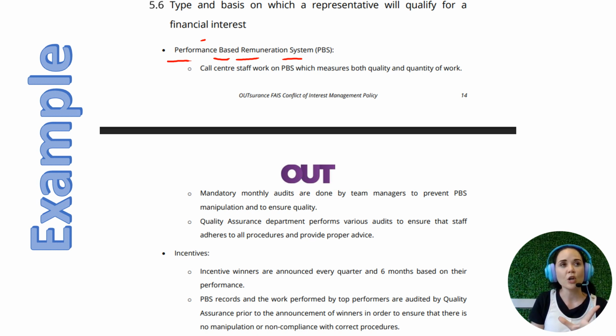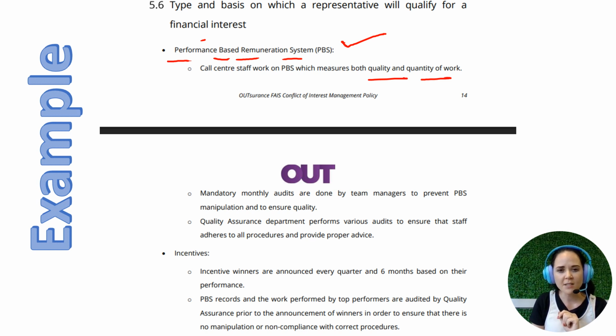So we read earlier that in this conflict of interest management policy, the FSP must tell the client what conflict of interest exists and how it is managed and what measures are taken to avoid the conflict of interest. So now we see, this is the conflict of interest that exists. They tell us call center staff work on a performance-based structure which measures both quality and quantity of work.